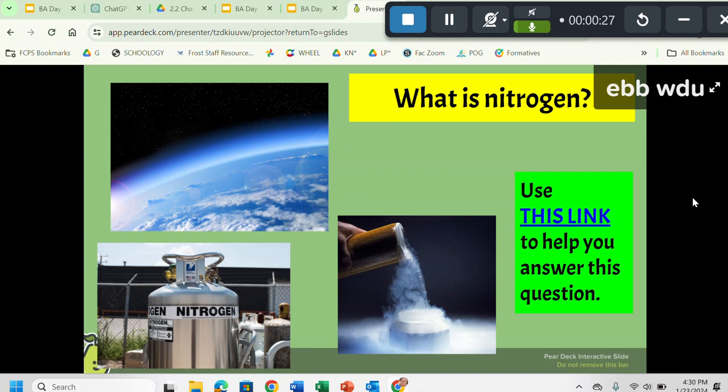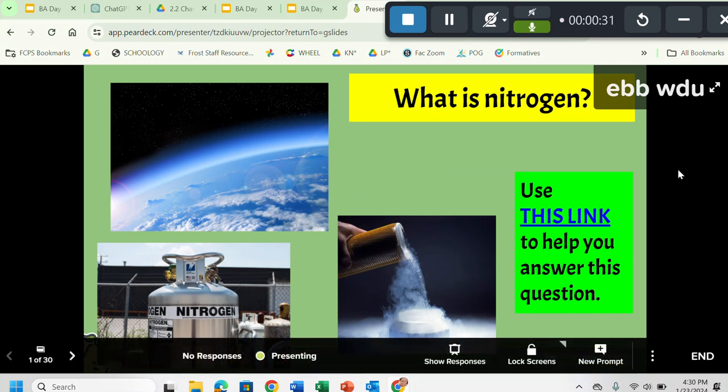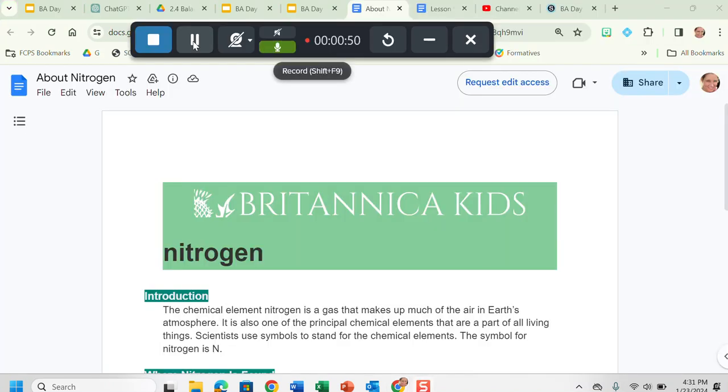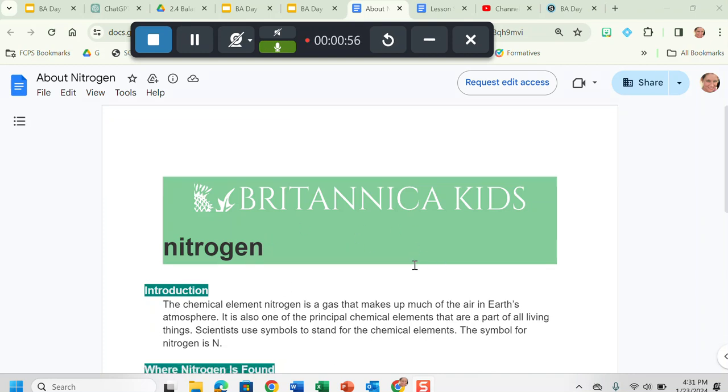But if you go to Schoology to your particular class period, you'll find the code that we used for your class period. So on this first page, it says, what is nitrogen? So let's find out. Right here on the slide, it says use this link to help you answer this question. I need to be in a different view. One quick moment.